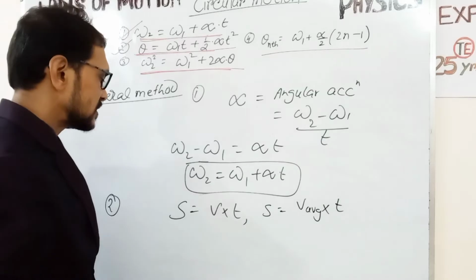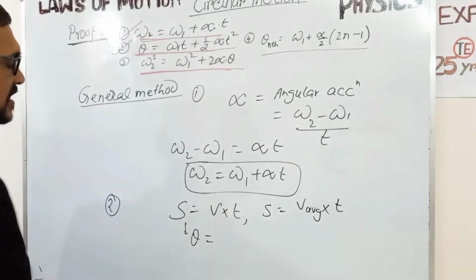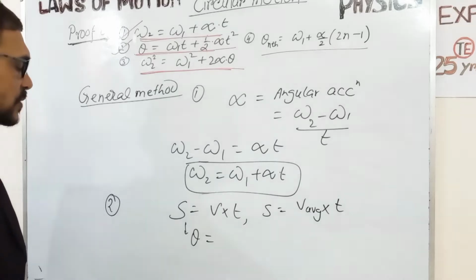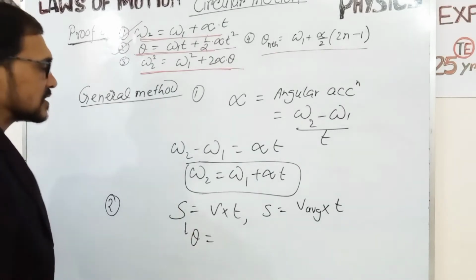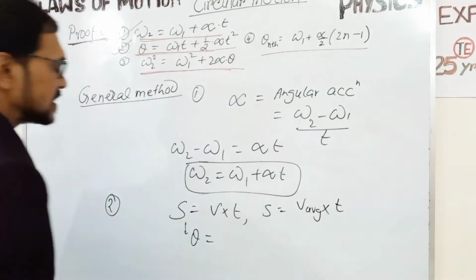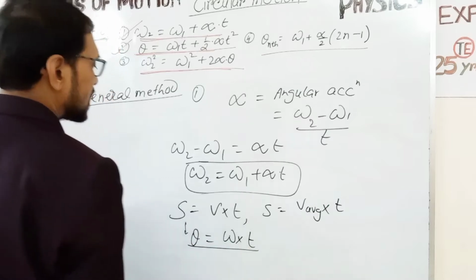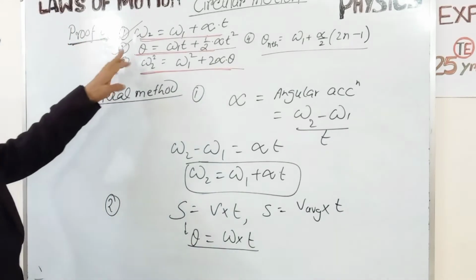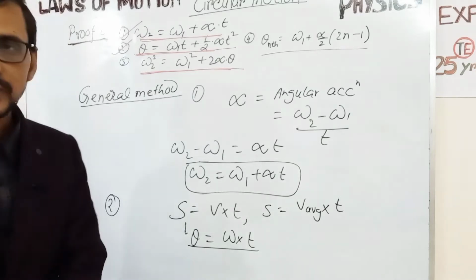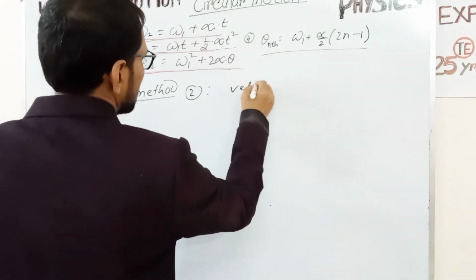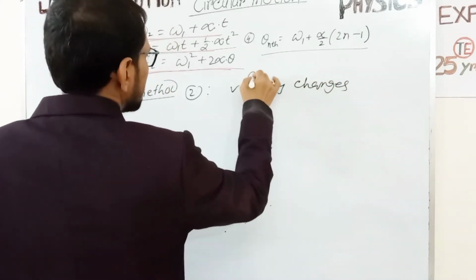for angular displacement, s is denoted by theta. Theta and s are similar terms. S is linear distance or displacement, theta is angular position or angular displacement. V is denoted by omega, and t stays. So theta equal to omega t. Now for the proof of the second equation, the body moves with angular acceleration, so the velocity changes, the angular velocity changes.